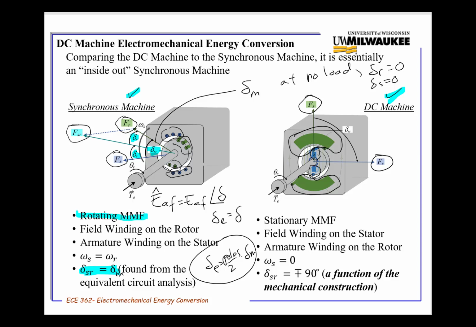The rotating MMF in a synchronous machine is stationary and not moving in a DC machine. So the synchronous speed, the speed of the flux, is 0 in a DC machine. And the DC machine is physically constructed to get a 90-degree torque angle. In the round rotor, wound field synchronous machine, you can't get 90 degrees. It's physically impossible because of the synchronous reactance.